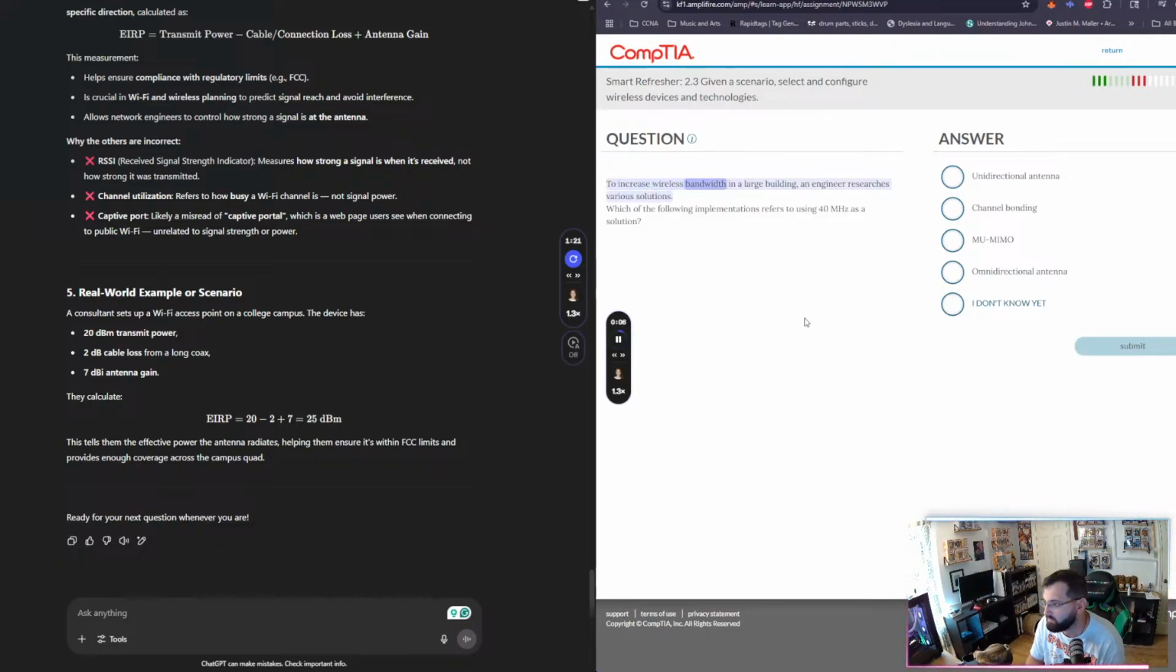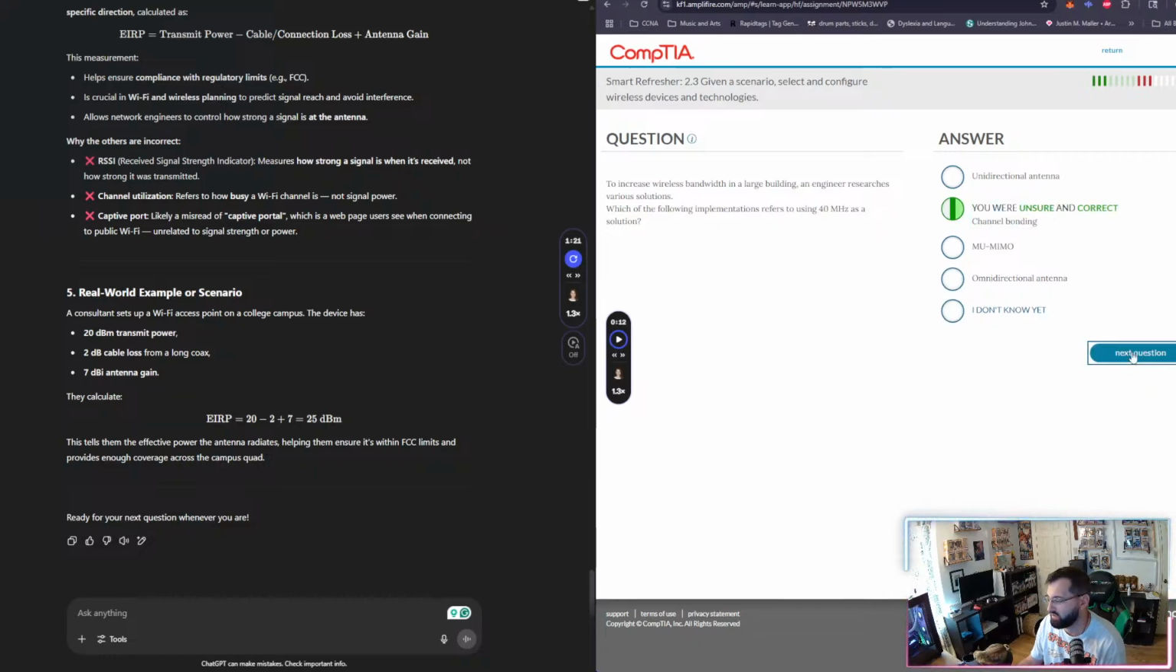To increase wireless bandwidth in a large building, an engineer researches various solutions. Which of the following implementations refers to using 40 MHz as a solution? I don't think it has anything to do with the antennas. I'm going to go with channel bonding. Yeah, but I don't know what this is.